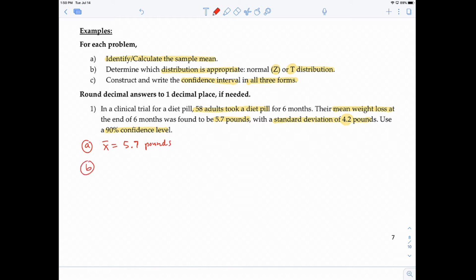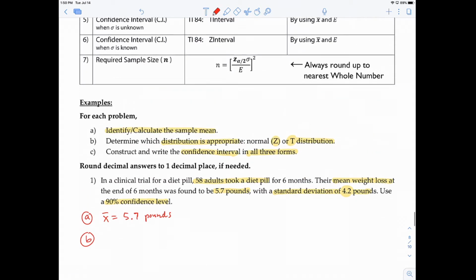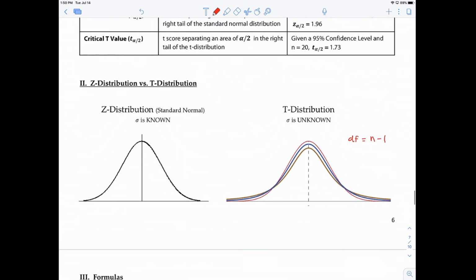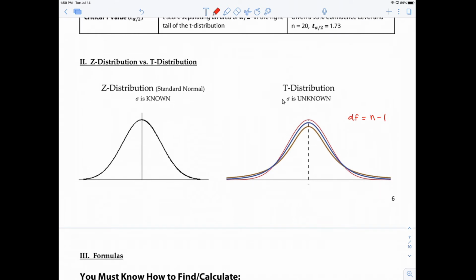Question B says determine which distribution is appropriate. Z or T. So again, we're in the Z distribution if sigma is known. Otherwise, we're in this T distribution when sigma is unknown.